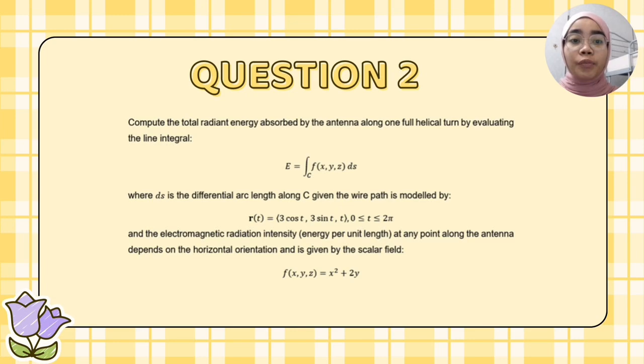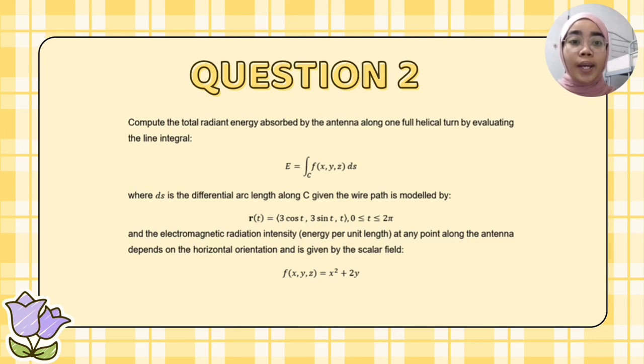Next, I will continue with question 2, which is to compute the total radiant energy absorbed by the antenna along one full helical turn by evaluating the line integral E equal to the integral of f of x, y, z with respect to s, where ds is the differential arc length along C. The path is modeled by the vector r(t) equal to 3 cos t, 3 sin t, t, where t is from 0 until 2 pi. The electromagnetic radiation intensity, or energy per unit length, at any point along the antenna depends on the horizontal orientation and is given by the scalar field f of x, y, z equal to x squared plus 2y.